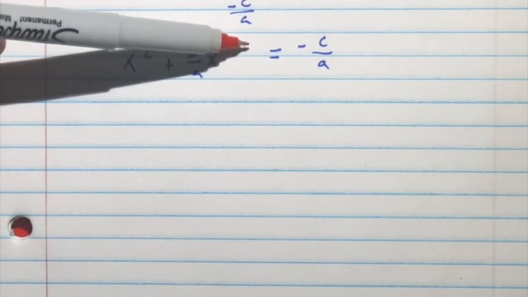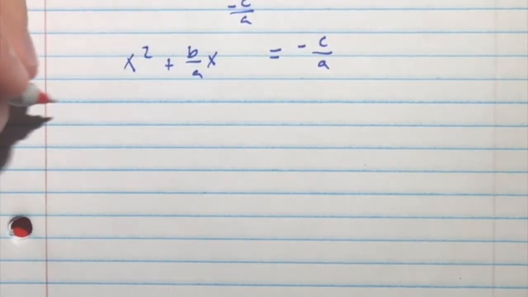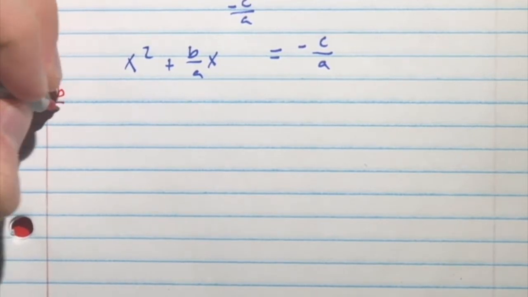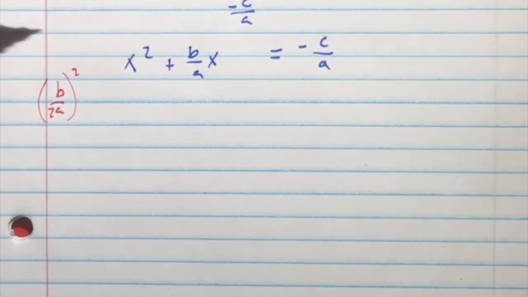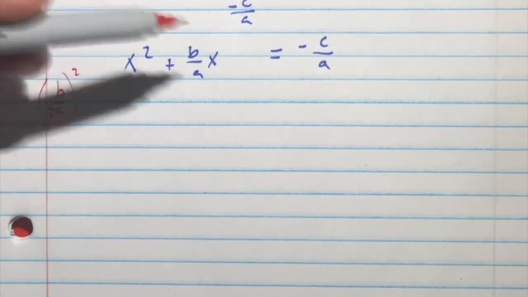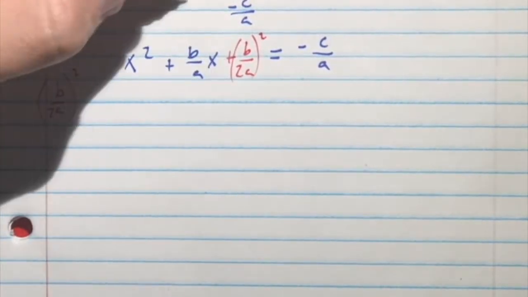It's going to go into this spot, and in order to keep it balanced, we're also going to put it over on the right side. So just to show you, if I take b over a and cut it in half, it's b over 2a. But then I want to square it. So this is the thing that I want to add to both sides. So I'm going to add b over 2a squared on the left side.